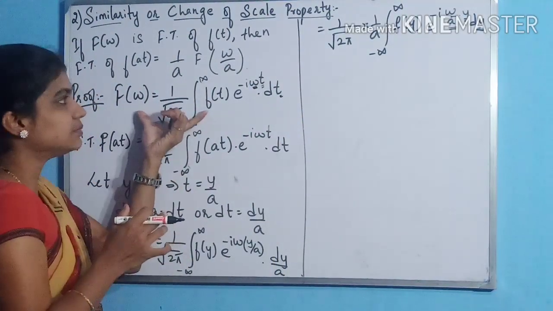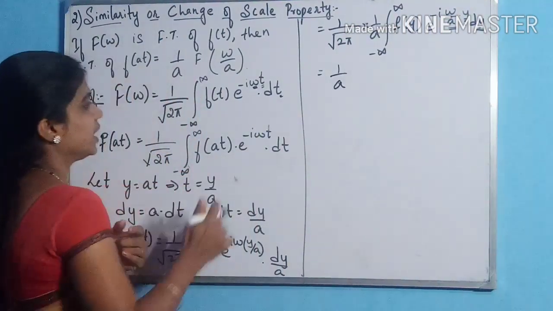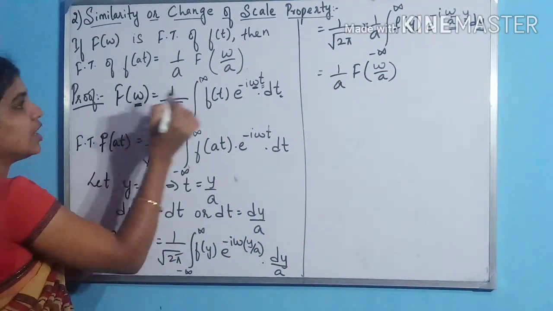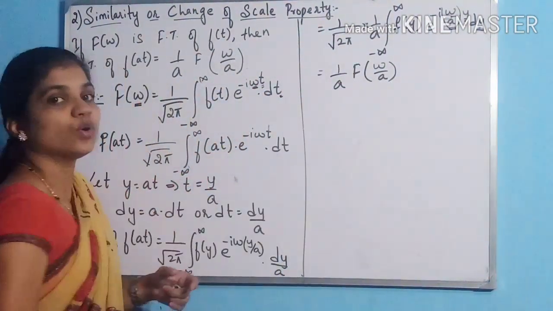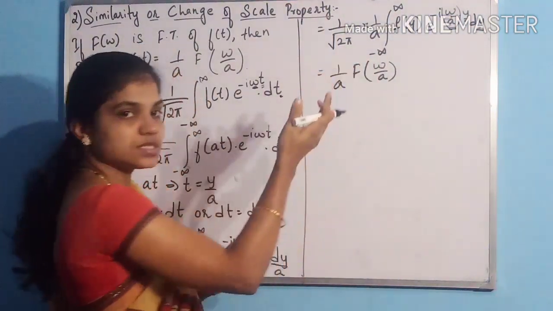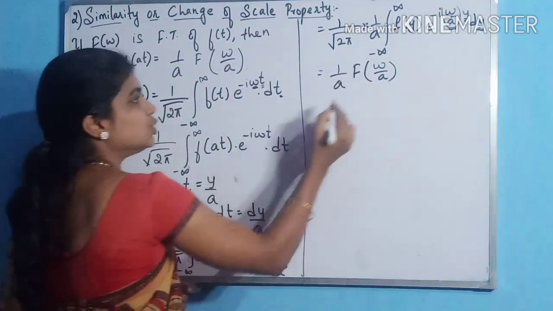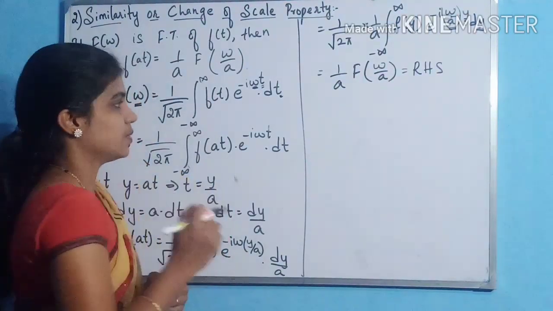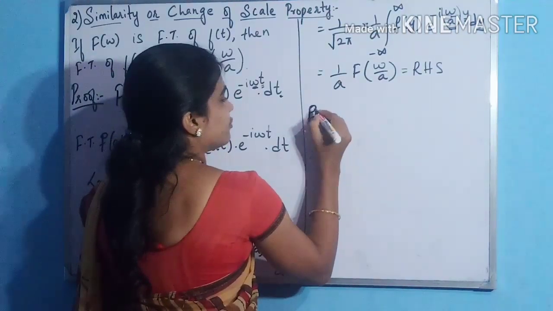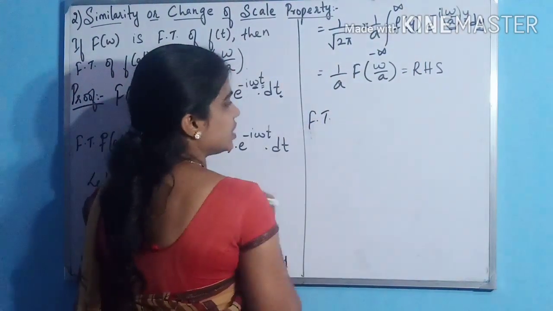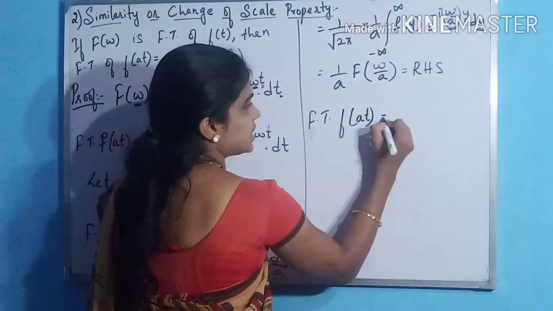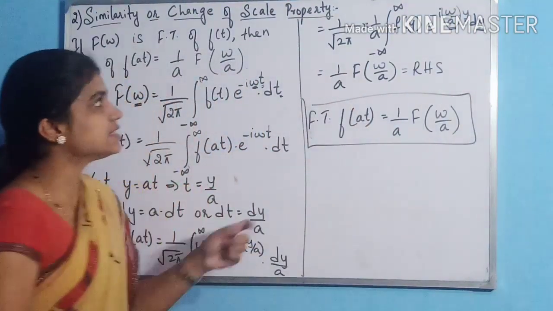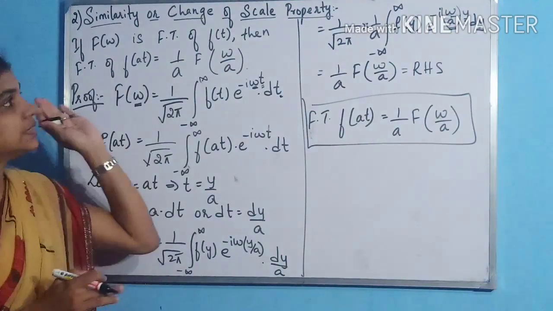Now I can write the same thing as 1 by a F of omega by a. Since it was only omega before, and now I have omega by a, I'll write it as omega by a. And 1 by a is a constant which is outside, so I'm writing it as 1 by a. So what is this now? This is the RHS, and thus it is proved. What have we proved here? We have proved that the Fourier transform of f of at is equal to 1 by a F of omega by a. This is the change of scale property, or the similarity property.